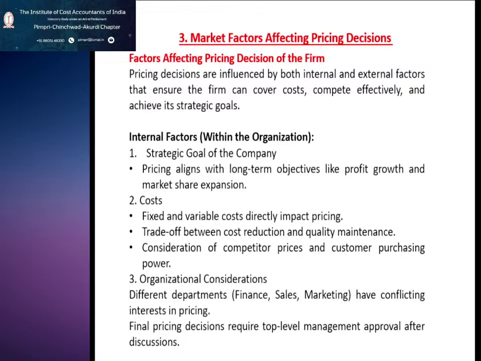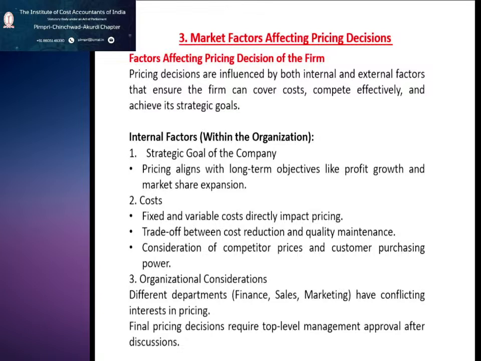So let's understand what are the internal factors, those factors which are within the organization. First is the strategic goal of the company, wherein the pricing aligns with the long-term objectives like profit growth and market share expansion. Second factor is the cost, wherein fixed and variable costs directly impact pricing. Trade-off is always achieved between cost reduction and quality maintenance. Consideration of competitor prices and customer purchasing power. So these are the three features of cost as an internal factor.